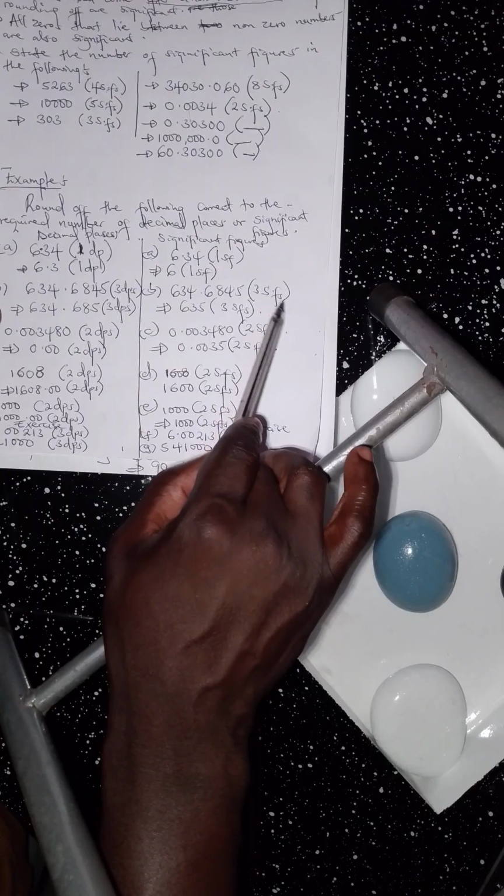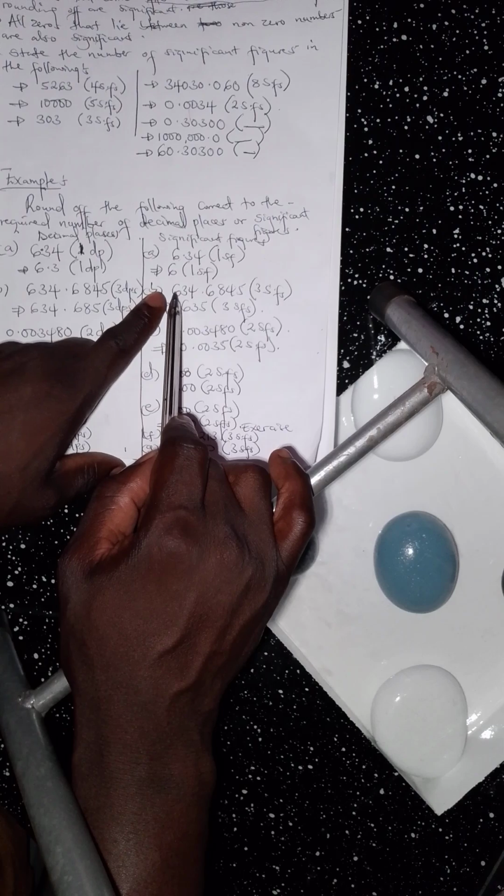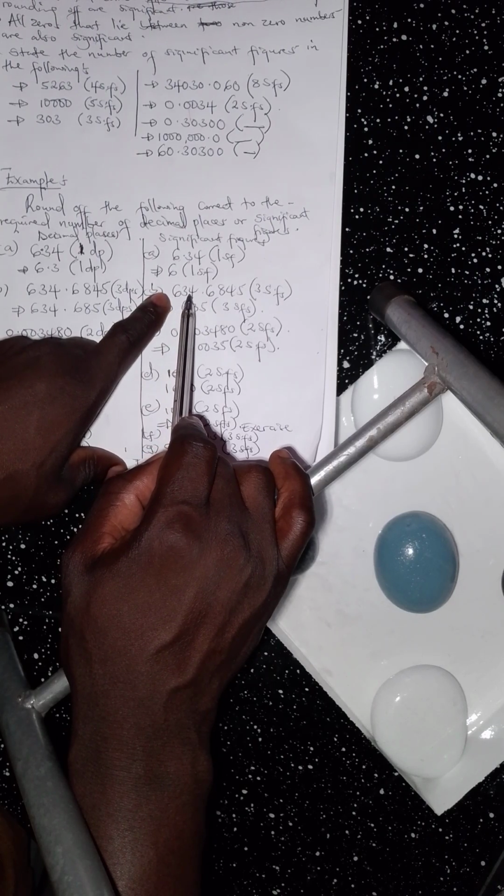But if they want it to 3 significant figures, then you count the number of significant figures from the left. We have 1, 2, 3 significant figures.